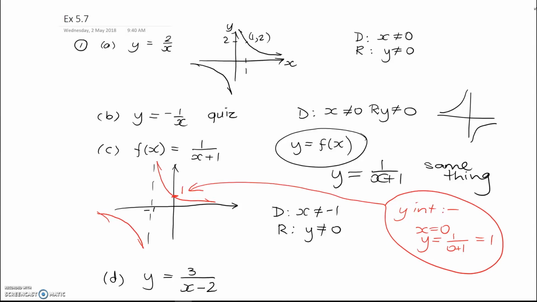Okay, here's a bit of an overview of exercise 5.7, the ones we did in class, just so you can get a second look at it. So in question 1a, we've got y equals 2 over x. Now we know the general shape of a hyperbola, but what does the 2 do?